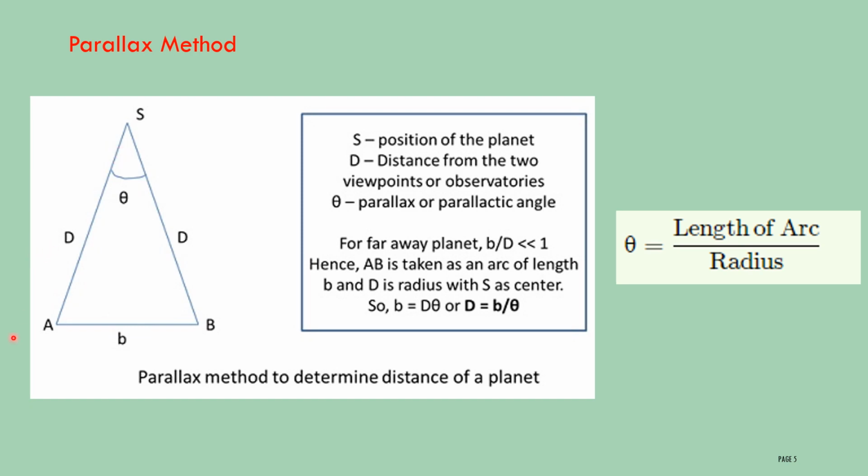In this way, you can easily calculate the distance between the planet and the earth if you know the parallax angle and the arc length. Easily you can find out the distance between the planet and the earth.